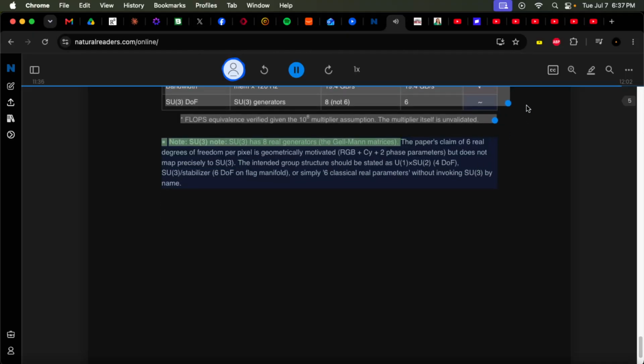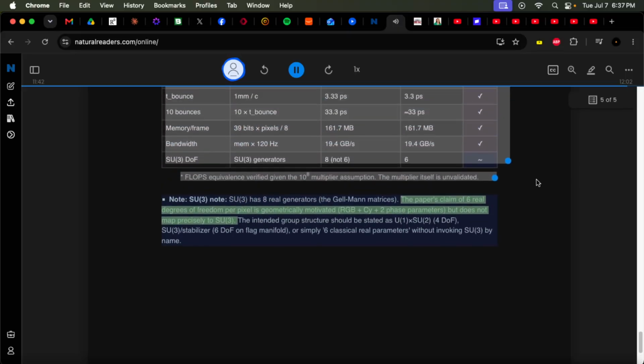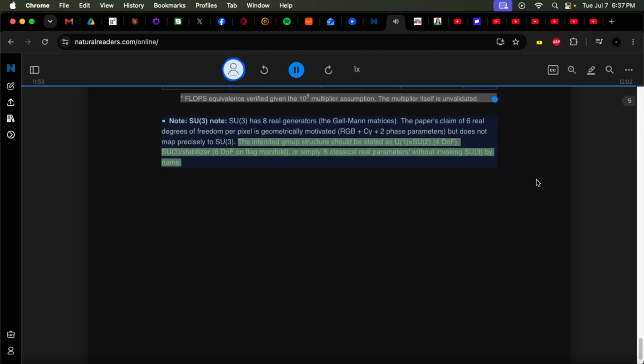Endnote. SU note. SU has 8 real generators. The paper's claim of 6 real degrees of freedom per pixel is geometrically motivated but does not map precisely to SU. The intended group structure should be stated as U times SU, stabilizer, or simply 6 classical real parameters without invoking SU by name.